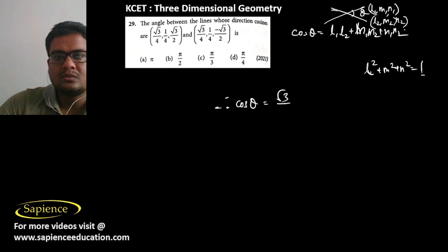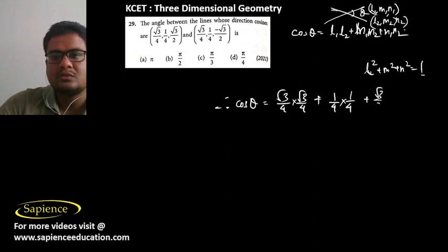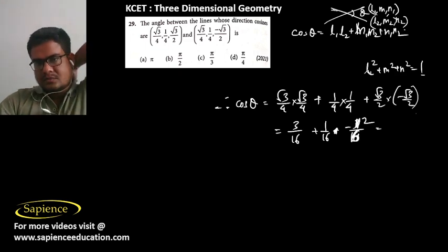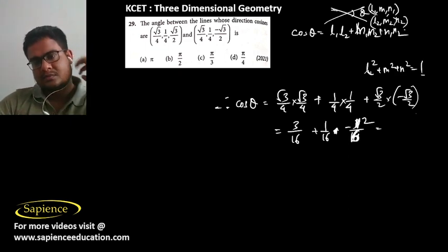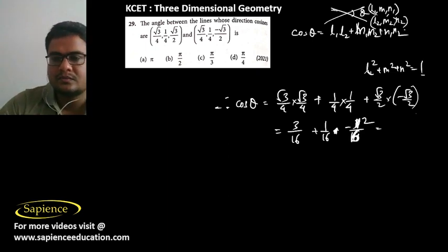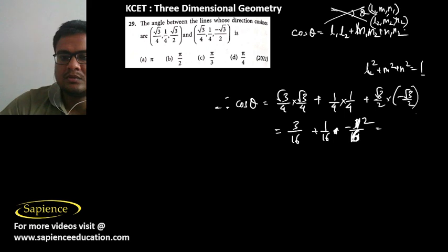L1 L2 will be equal to root 3 by 4 into root 3 by 4, M1 M2 is 1 by 4 into 1 by 4, plus N1 N2 is root 3 by 2 into minus root 3 by 2. So that will be equal to 3 by 16 plus 1 by 16 plus minus 3 by 4. This is 4 to the 16, so this is 12 by 16. Sorry, this is 3 minus 3 by 4. This is minus 3 by 16.